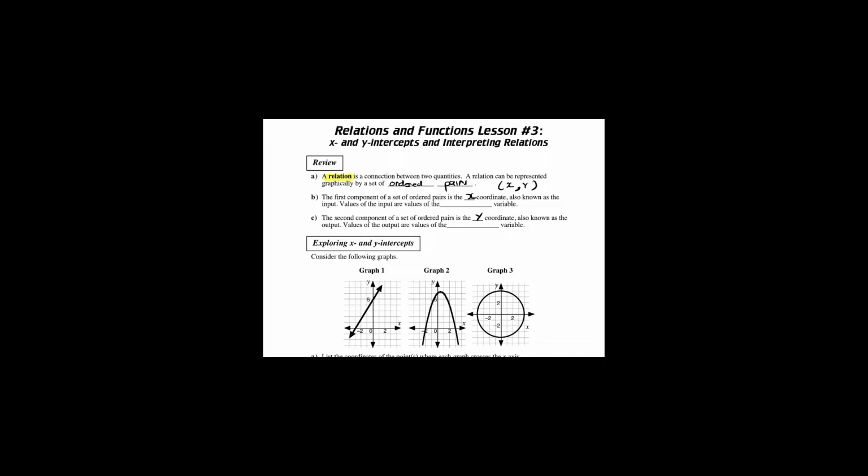and the values on the input are known as the independent variable, and the ones on the y are the dependent variable. Okay, so let's take a look at these three graphs that they give us right here. So the first one is a linear equation, and if we follow in example A, it's saying what are the coordinates of where it crosses the x-axis. So that's that point, that point, that point, this point, and that point on all three graphs.